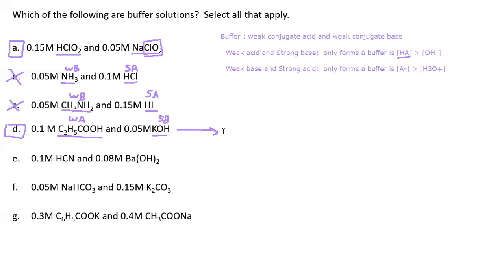This would form a buffer of the following concentrations. What would happen is the KOH would react with the weak acid, and you would get a 0.05 molar weak acid with a 0.05 molar weak conjugate base. So this is the buffer that would result.